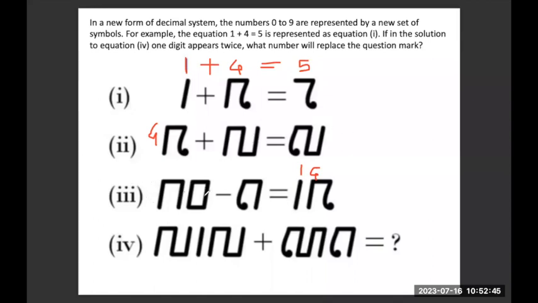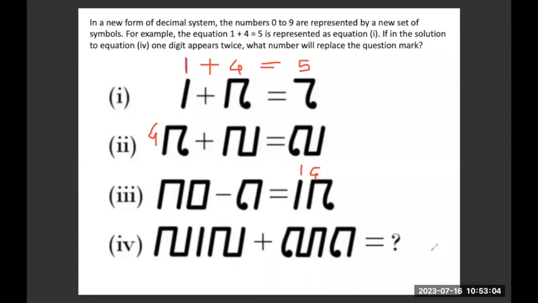Then I look at the last equation, and likewise I will decode, from 0 to 9, which symbol represents which number. At the end of the day, I'm more interested in that, which symbol will represent which number. And then I will find the answer.